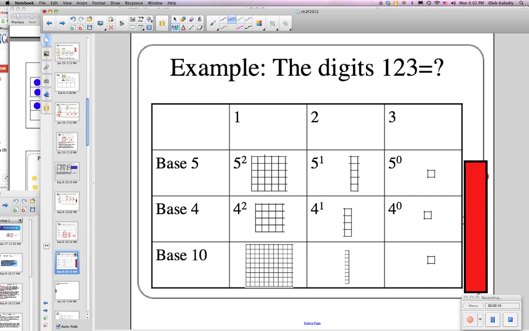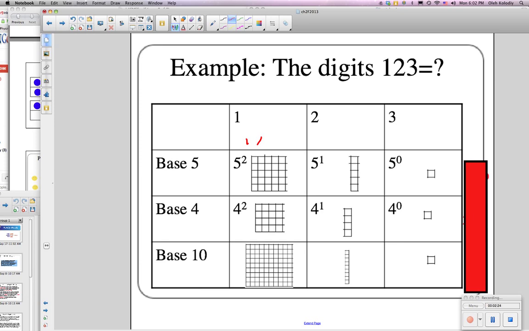So this leads us to how our number system works. As an example, supposing you had the digits 1, 2, 3. How much would this be in base 10, if it were in base 5? Well, the 1 here means one of these, 1 25, 2 of these, 2 5s, and then 3 1s left over. Add all those up, and you will get 38. So 1, 2, 3 in base 5 is 38 in base 10.